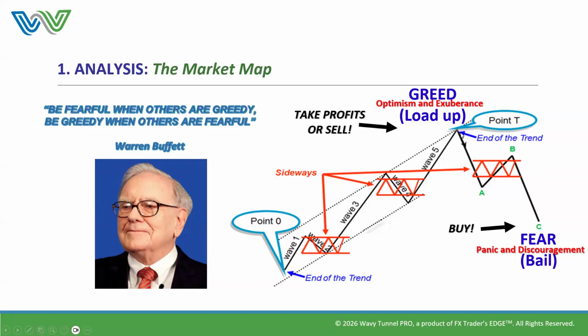And because then, after the ABC correction, and it can be very, very strong, as we've experienced many times over time, this is where we see fear and panic when traders feel like bailing. But successful traders learn to reverse that instinct. As Warren Buffett famously said, be fearful when others are greedy and greedy when others are fearful.